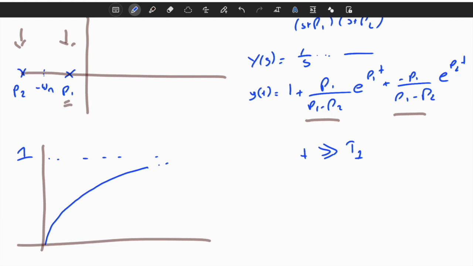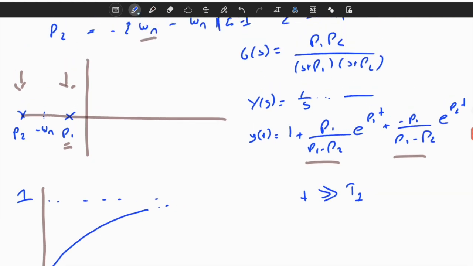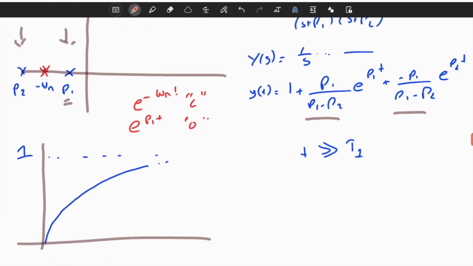But this is different from the critically damped case. In the critically damped case, if you remember, I have a double pole here, and the slowest expression is e to the power minus omega n t. In the overdamped case, we have e to the power p1 t. But as you can see, since p1 is closer to the origin, it is slower. So it means that the limiting case for overdamped systems in terms of convergence speed is the critically damped case.